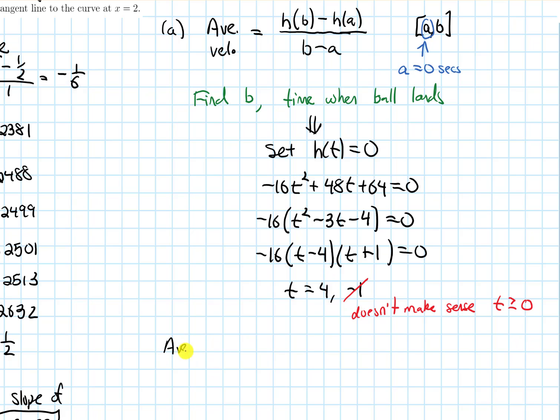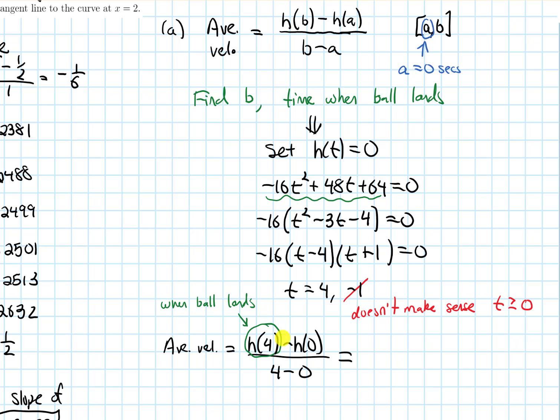So our average velocity is h of 4 minus h of 0 over 4 minus 0. Okay, so there's a really quick way to figure out what h of 4 is. I actually don't need to plug that back in to h of t. If I wanted to plug 4 into here, I could. There's just a quicker way, which is to realize that when t equals 4, the ball lands. And when the ball lands, the height is supposed to be 0. That is what h of 4 is. It is just 0.